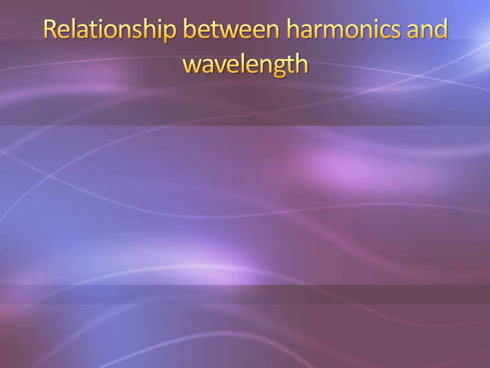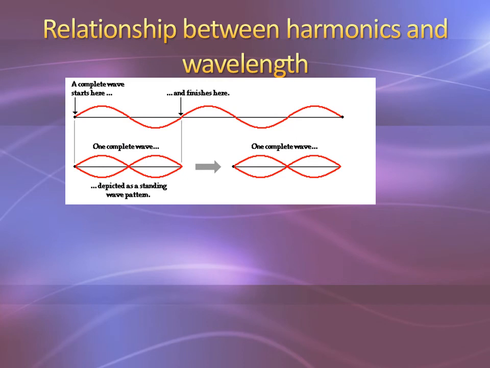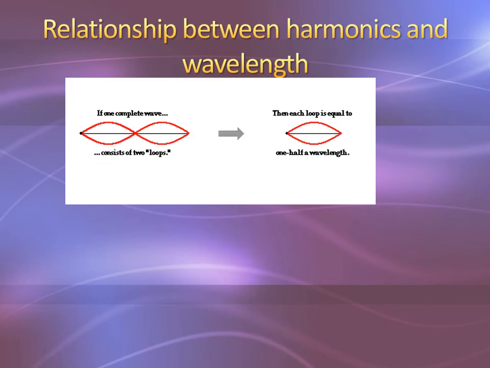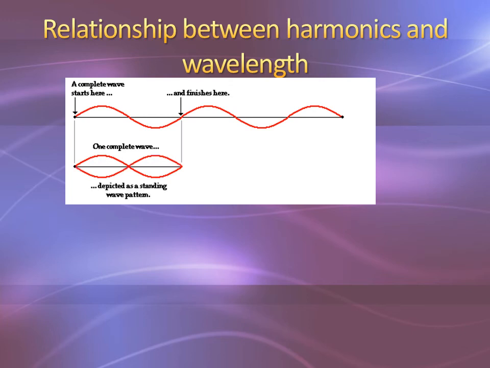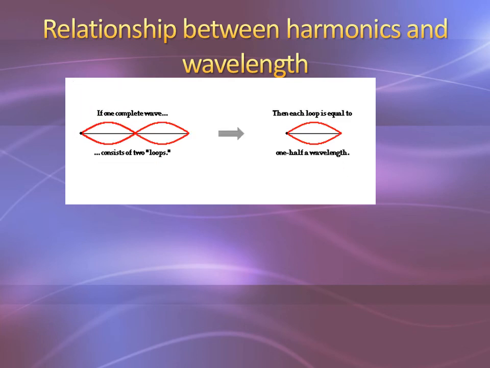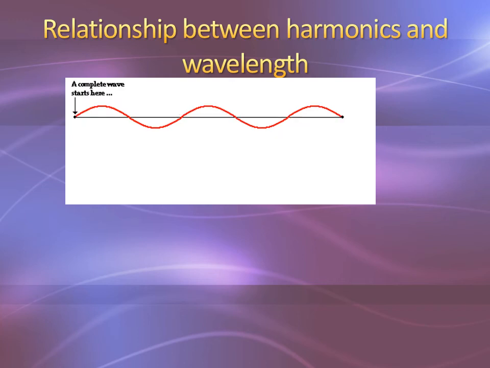So let's look at the relationship between harmonics and wavelength. This animation is going to go through a couple of times, so we'll watch it, and then we'll talk about it. A complete wave starts at the beginning and finishes at the end of one wavelength. So there are two loops in one wavelength. So each loop is half a wavelength. So we saw that yesterday.